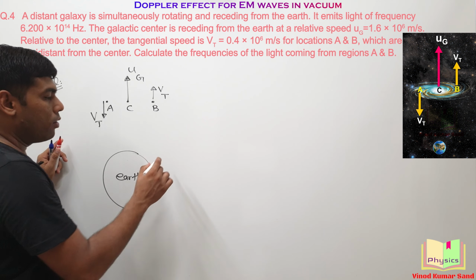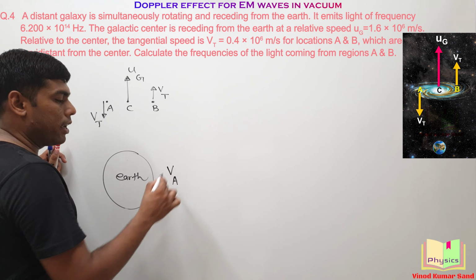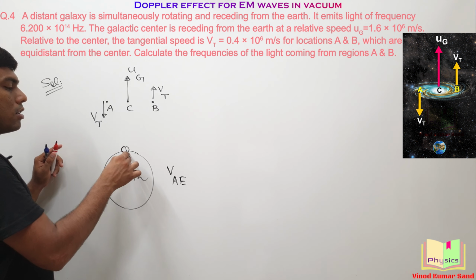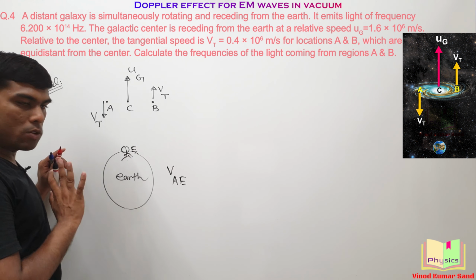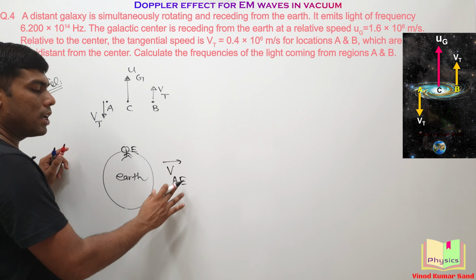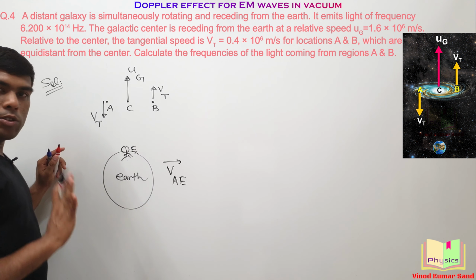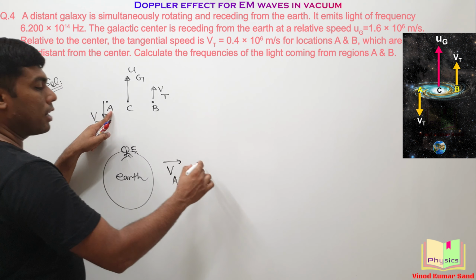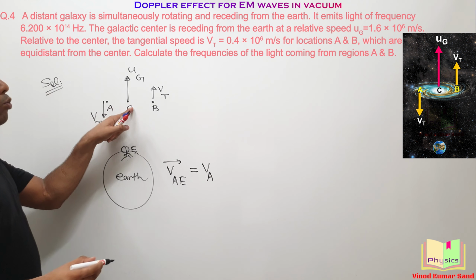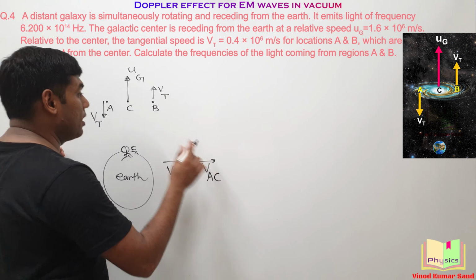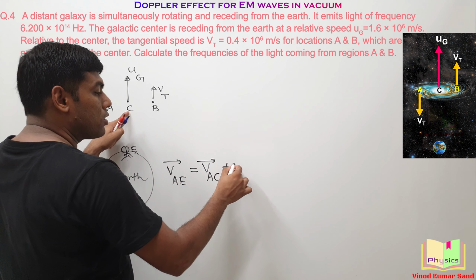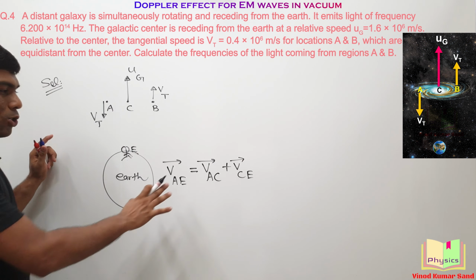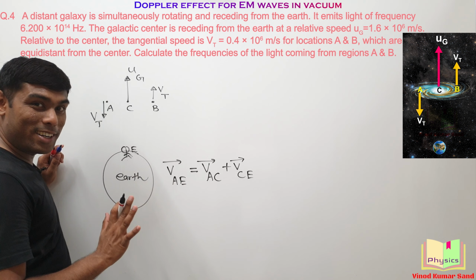So first of all, we obtain the velocity of A with respect to some observer on the Earth. Here you consider some observer, name it as E, observer on the Earth. Once we get that velocity, using its magnitude, we can obtain the relative speed. Velocity of A with respect to E, how can we obtain it? Actually, we can write this as velocity of A with respect to C, the center of the galaxy, plus the velocity of the center of galaxy with respect to the Earth. This concept is taught in the chapter relative motion.